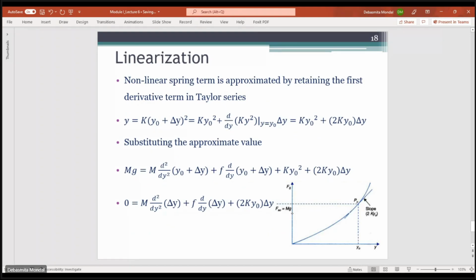if you do the calculation, after ignoring the mg and the corresponding y0 terms, you will end up with 0 in this equation. And if you see the normal curve, if this is your normal operating point, about this operating point we are actually linearizing the nonlinear spring. Okay, and the slope at this point is equal to 2k into y0.